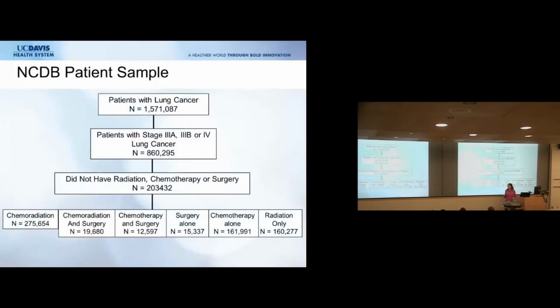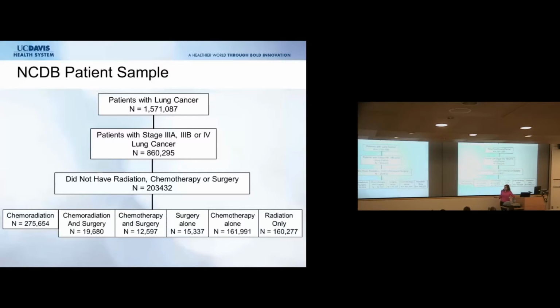Okay, so where we are now. So the NCDB starts off with 1.5 million patients with lung cancer, okay? And we know that the patients with stage 3A, 3B, or 4 is about 860,000. We know that more than 200,000 patients did not have surgery, chemotherapy, or radiation. Okay, so again, no treatment is fairly high.